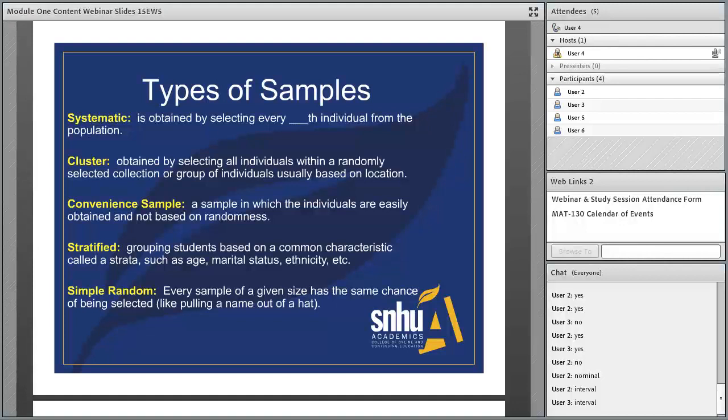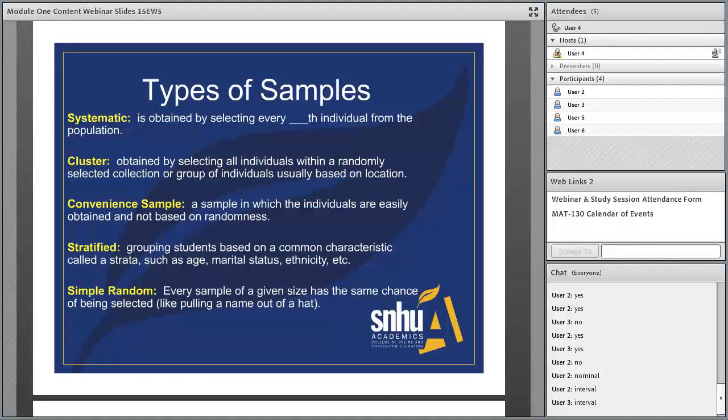Okay, so a cluster sample is obtained by selecting all individuals within a randomly selected collection or group of individuals, usually based on location. And you'll see in our example, the idea is that sometimes it's much easier to get people who are close together. So with a cluster, you would say, okay, I'm going to take this little group and another little group that's farther away. I think that will become clear when we go to our examples.